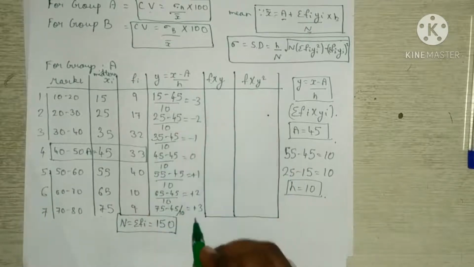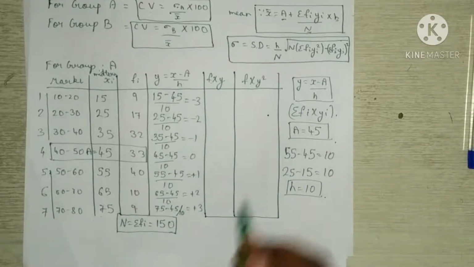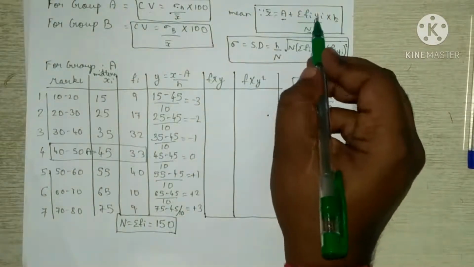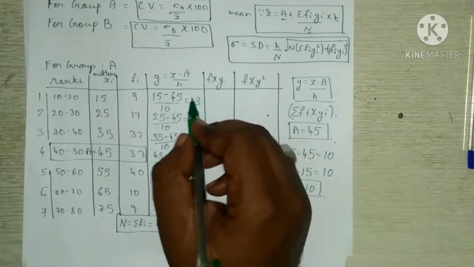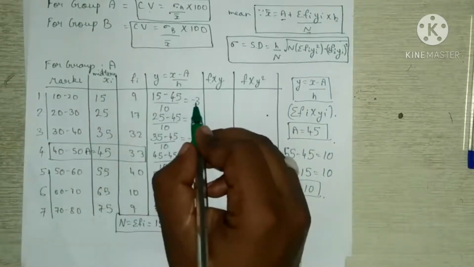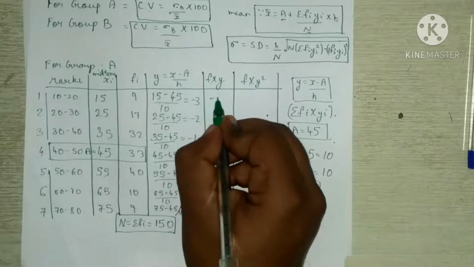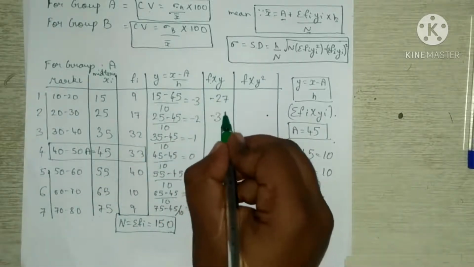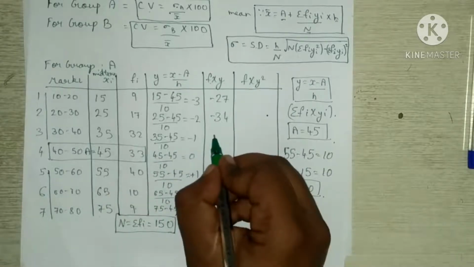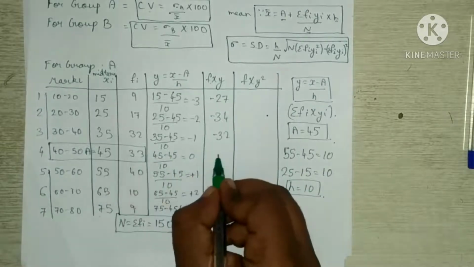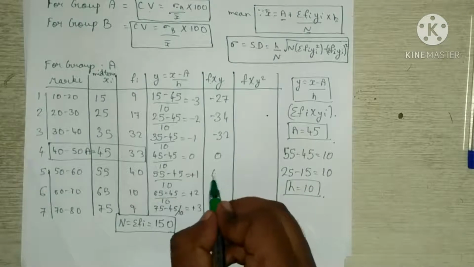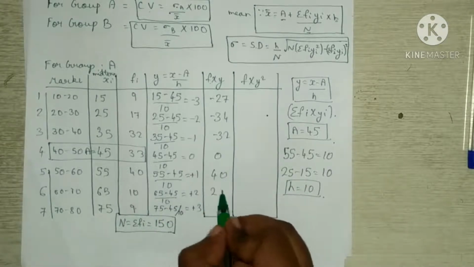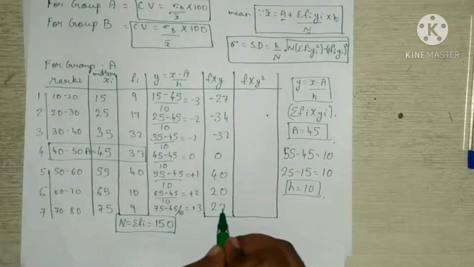Okay, you got the y value. To find summation of f into y, multiply y with frequency. 9 into minus 3 is nothing but minus 27. 17 into minus 2 is equal to minus 34. 32 into minus 1, minus 32. 33 into 0, 0. 40 into 1, 40. 10 into 2 is equal to 20. 9 into 3 is 27.